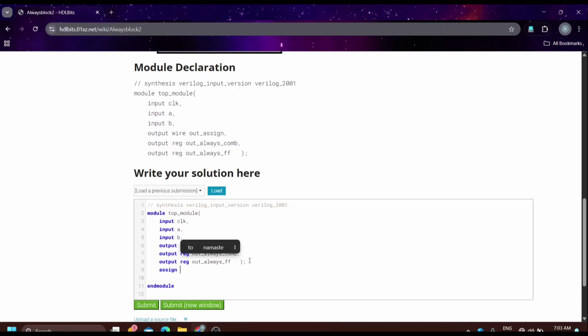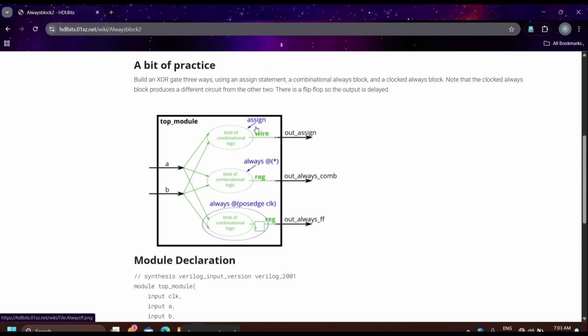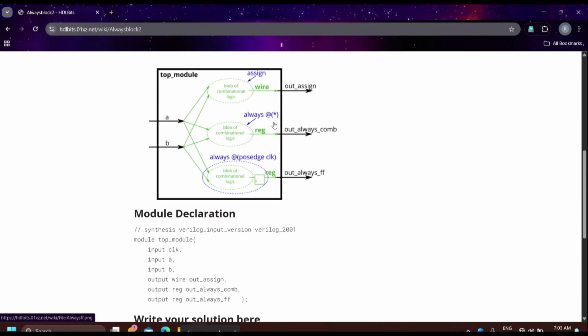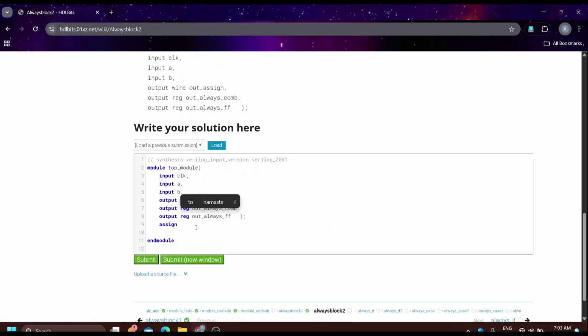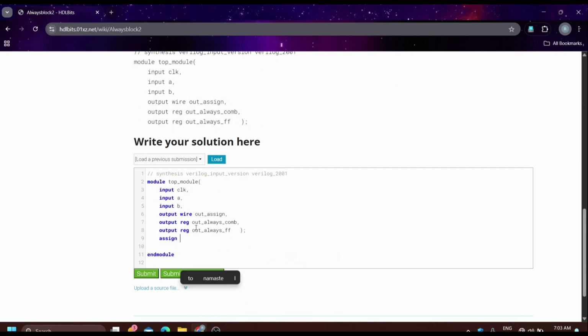First I am writing for this one. So how can we perform XOR operation with the help of assign statement? We just need to write assign out assign equal to A XOR B. This is the symbol for the XOR operation, right? And in this way we can write the XOR operation with the help of assign statement.